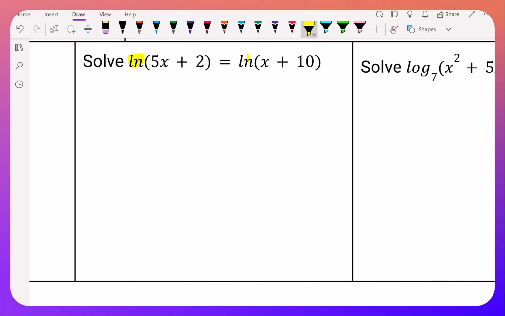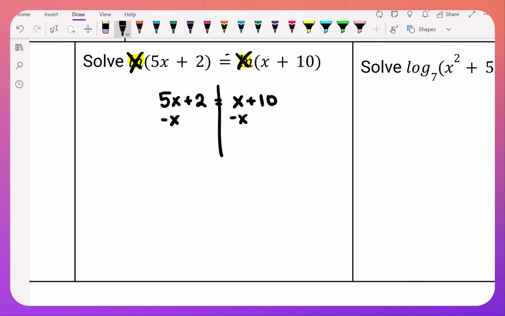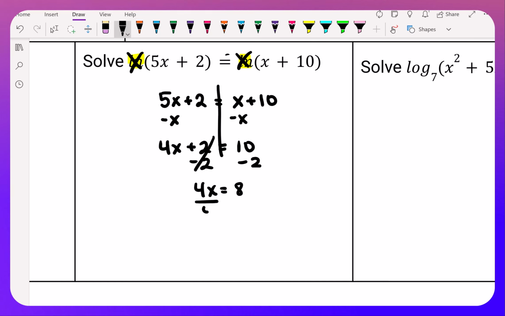You have a natural log on the left, a natural log on the right, so everything checks out. I can drop the natural log. I have 5x plus 2 equals x plus 10, and then just simply get x by itself. Subtract 2 from both sides, and then divide by 4.